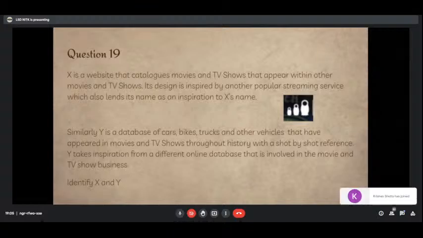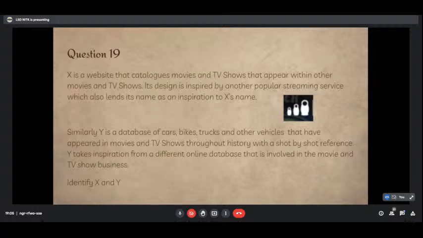Finally, the second part of this is another entity in the same sort of game, which is a database of cars, bikes, any sort of vehicles that appear in these movies and TV shows. And the name for Y is obviously inspired from another database that deals with movies and TV shows. So the second part is fairly simple. It's not a big deviation from what it's inspired by. So identify X and Y.